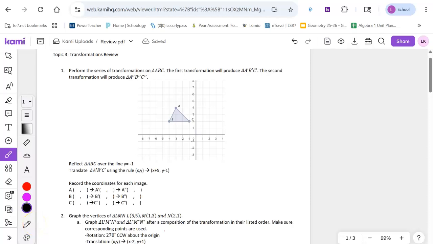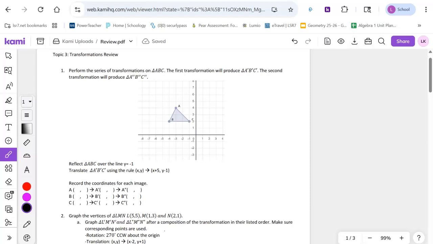Okay, so this is the video for topic 3, transformations review, that many of you have requested. So here we go. First question is, perform the series of transformations on triangle ABC. First transformation will produce triangle A prime, B prime, C prime. The second will produce triangle A double prime, B double prime, and C double prime.